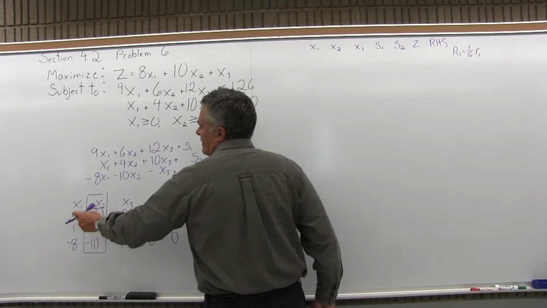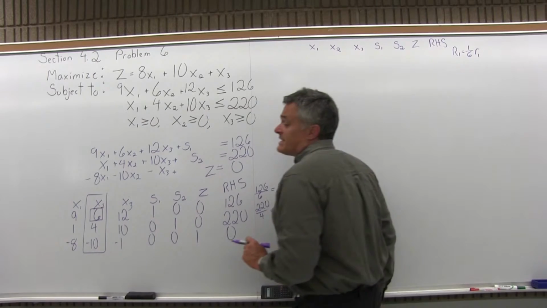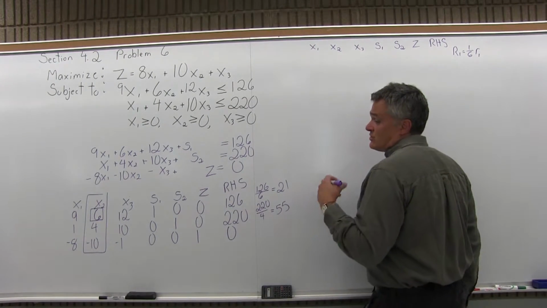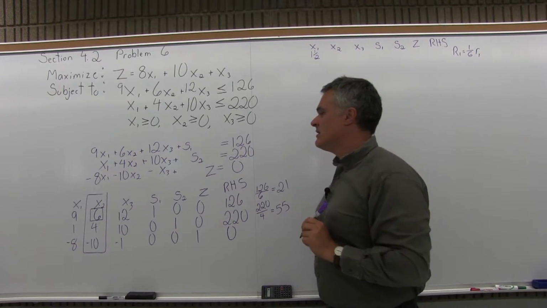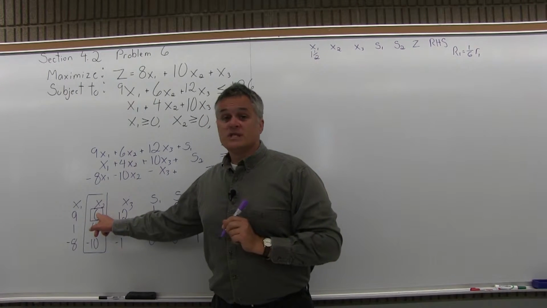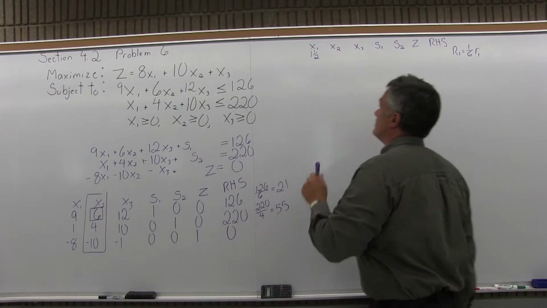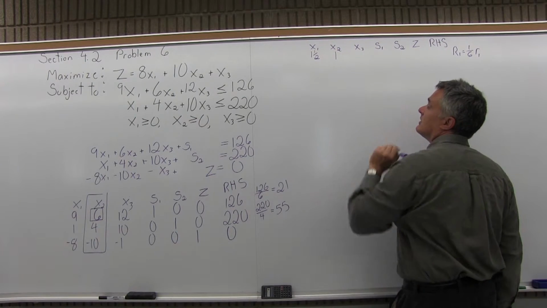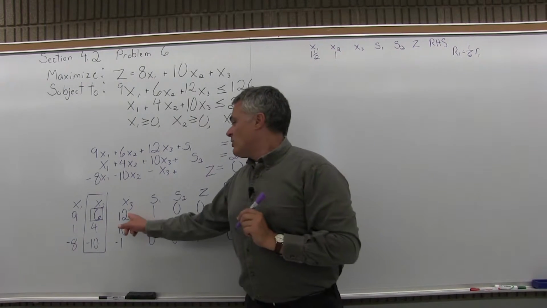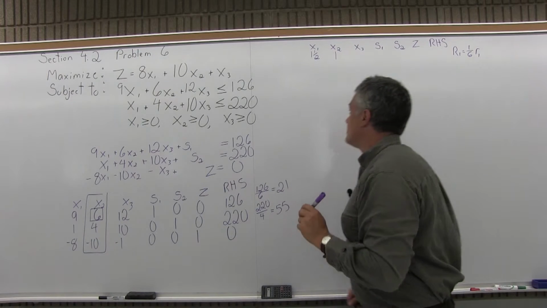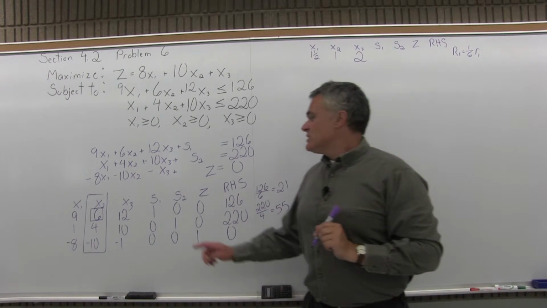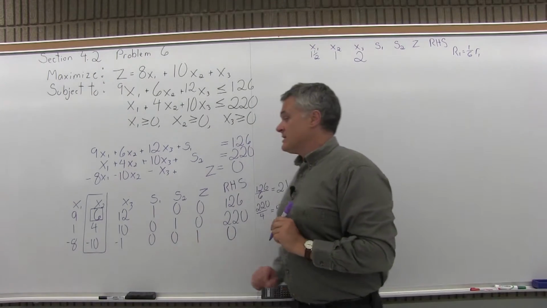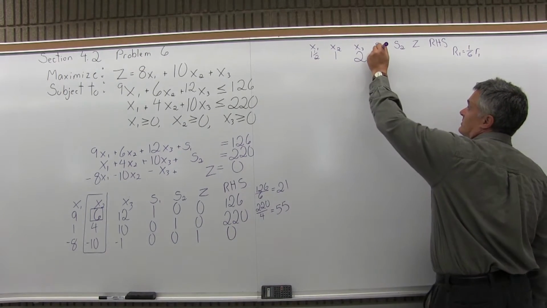So when I do that, in the x1 column, 1 over 6 times 9 is 9 over 6, which you can reduce to 3 over 2, or 1.5. All right, it is 1.5. In the x2 column, I'll have 1 over 6 times 6, which is 6 over 6, which reduces to 1. That's what I want. In the x3 column, 1 over 6 times 12 is 12 over 6, which reduces to 2. In the s1 column, I would have 1 over 6 times 1, which is 1 over 6, and it doesn't really reduce.